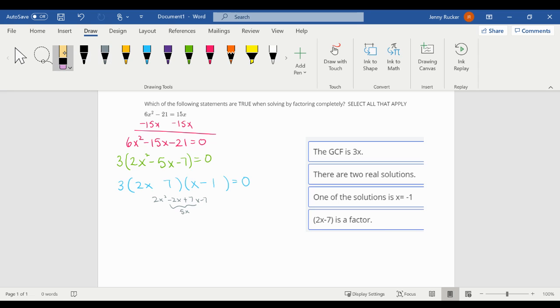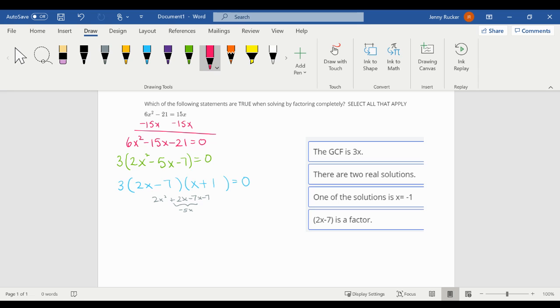That's an indicator that we need to go and switch our signs. So this was a plus, so we're going to make it a minus. This was a minus, we'll make it a plus. Now let's see what that does when we go to FOIL. So we will have 2x squared plus 2x minus 7x minus 7. Now we have the correct sign of negative 5x.